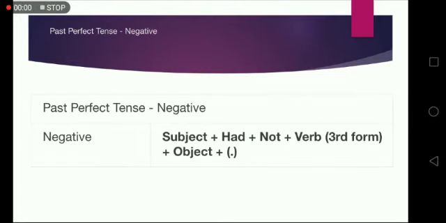Now when we move forward towards the negative sentences of past perfect tense, we see first of all we get our subject, then comes our had, right after our had comes not, showing the negativity in the sentence, then comes verb in its third form, then comes our object followed by a full stop. So we see by simply placing not right after our helping verb had, the positive sentence is converted into negative sentence. Let's look at some of its examples.